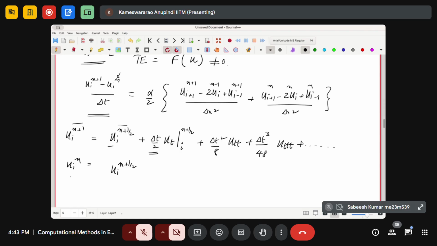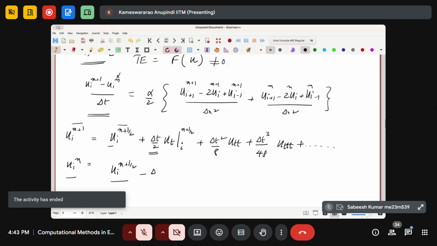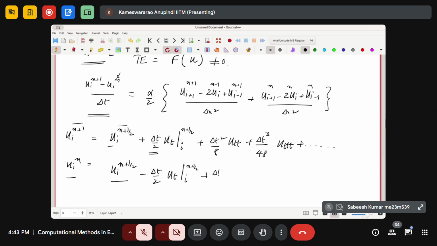Fine. But then we realize that u_i^n is minus delta t by 2 off from n plus half, right? We have to go back by minus delta t by 2 to reach u_i^n from u_i^{n+1/2}. So this is going to be minus delta t by 2 u_t, again at i and n plus half, which we will conveniently not write all the time. And then plus delta t square by 8 u_tt minus delta t cube by 48 u triple t and so on.